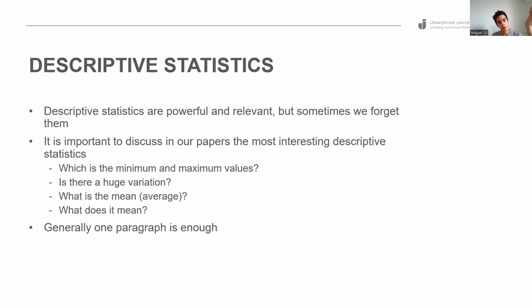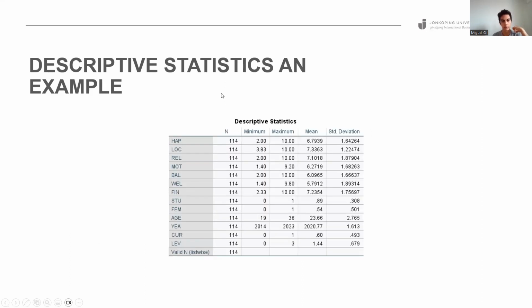At the same time, we need to keep a balance, and we cannot make a whole thesis only on descriptive statistics. We need to do also more analytical stuff. So generally, one paragraph where you discuss descriptive statistics is enough. So here is one example.